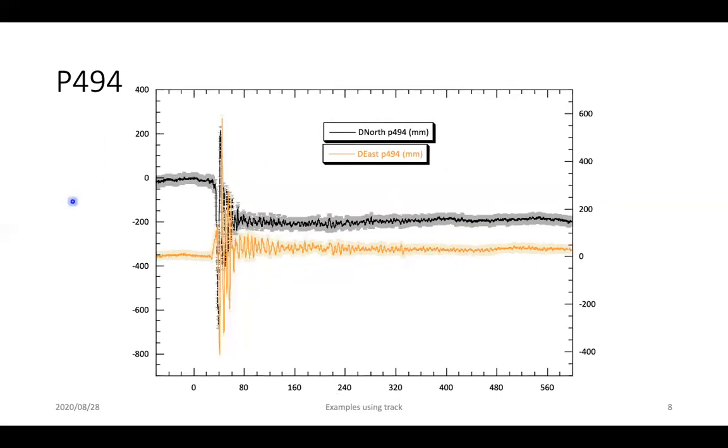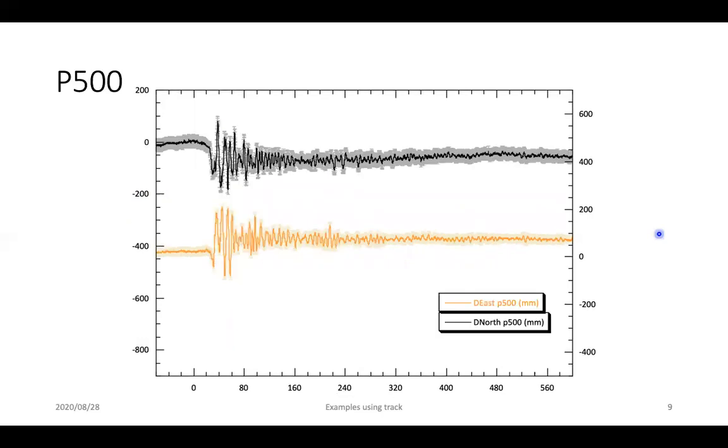Similarly with P494, which had about 18 centimeters of displacement, we see a very similar thing, slightly reduced amplitude here. The site's a little bit further away. We see slightly smaller motion in the static there, but a very similar idea. And we can continue to go through some of those sites, and you see very similar surface wave patterns coming through before the site settles down again.